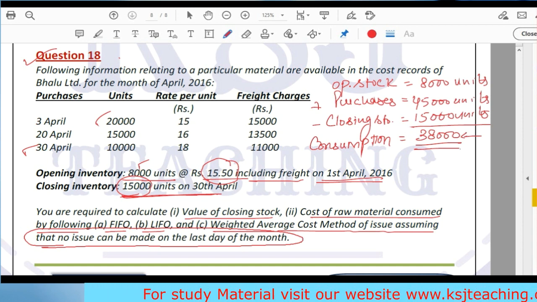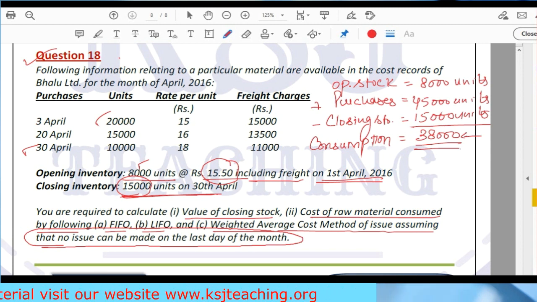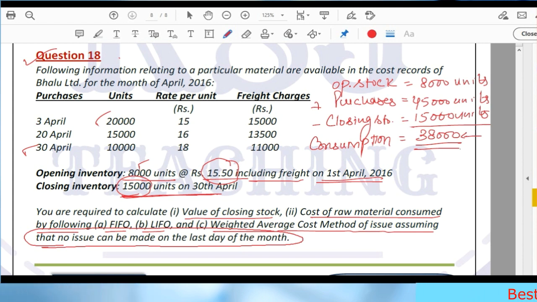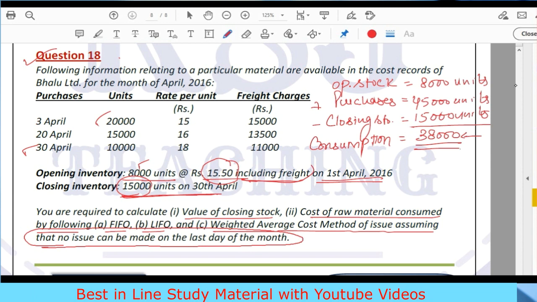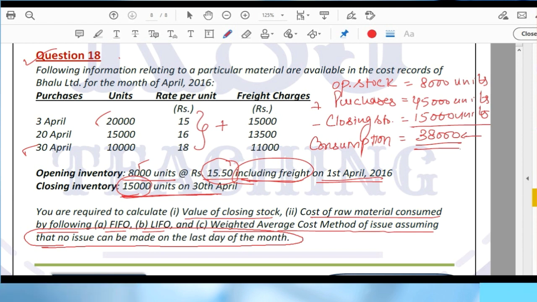Right? So the first step will be very careful. The first step is to calculate the rate per unit. Sir, it is given 15, 16, 18. Yes, it is given, but it is exclusive of freight. Can you read? The opening inventory is given 15.50 including freight. That means you will have to calculate these rates also including freight.